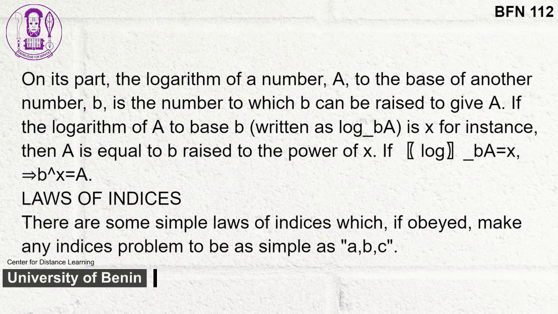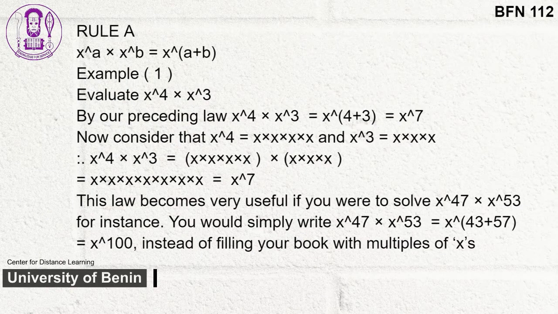Laws of indices. There are some simple laws of indices which, if obeyed, make any indices problem as simple as a, b, c. Rule a. x to the power of a times x to the power of b equals x to the power of a plus b. Example 1, evaluate x to the power of 4 times x cubed. By our preceding law, x to the power of 4 times x cubed equals x to the power of 4 plus 3 equals x to the power of 7.